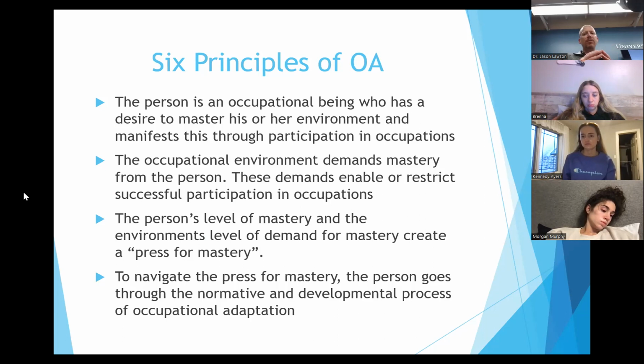So there are 6 principles of this model. And again, I like to try and simplify these because the theorists, they like to use the words, right? So a person is an occupational being who has a desire to master his or her environment and manifests this through participation in occupations. Where do you bathe at? The shower. The shower's in the bathroom, right? That's all this is saying, right? Your bathroom is part of your environment.